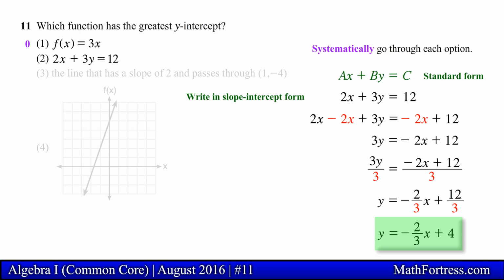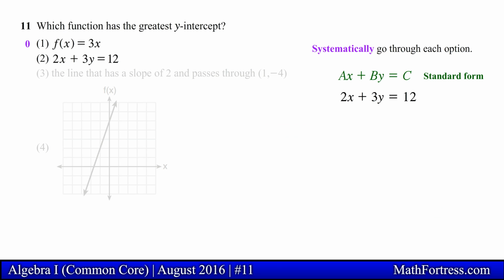Comparing this function with the slope-intercept form of the equation of a line, we see that the y-intercept is equal to 4. Alternatively, we can also determine the y-intercept by setting the variable x equal to 0 and solving for y. Doing that, we also obtain 4 for the y-intercept.